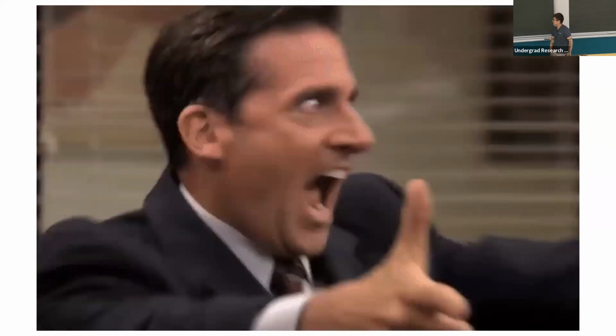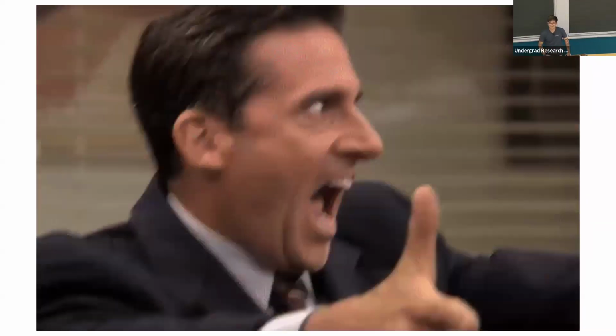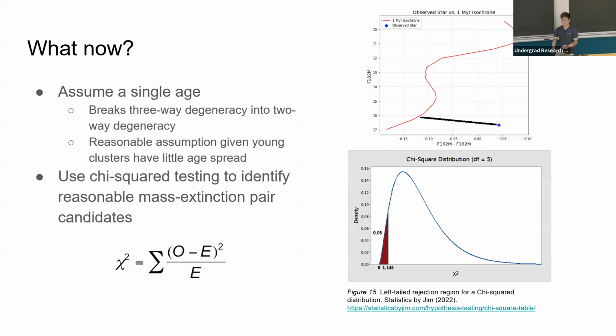So we're kind of in a Mexican standoff here. We have three free parameters and they all change based on the others. We can try to break that degeneracy by assuming one age. A lot of clusters are pretty young without age spread, so that's a reasonable assumption. So then we can try to guess the properties of the star, but there's still going to be this push-pull dynamic between the mass and its extinction. So the best we can do, let's go ahead and do that.